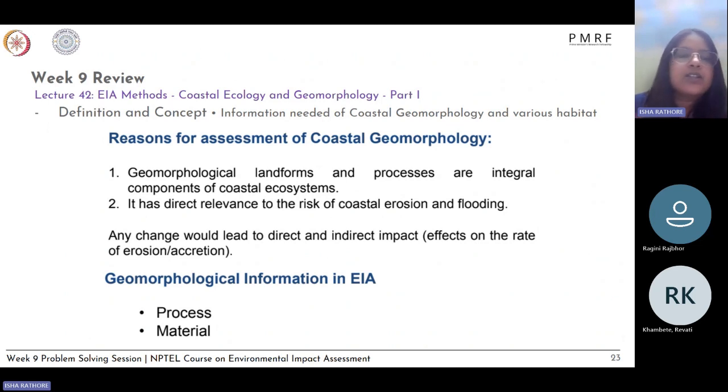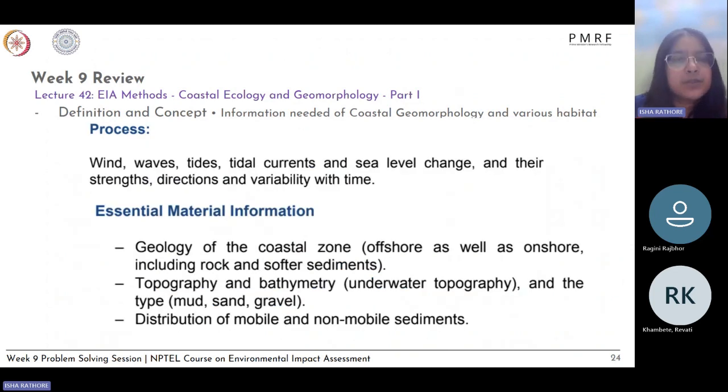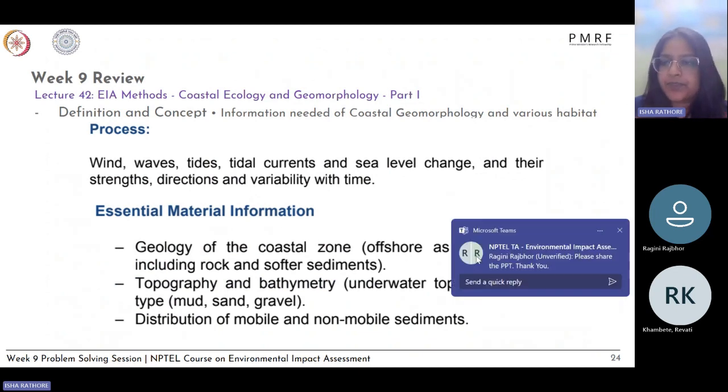EIA study. So for doing the geomorphological information in EIA, we do two steps, which is the process and the material. So the process is we consider the winds, waves, tides, tidal currents, and sea level change and their strengths, directions, and variability with time.